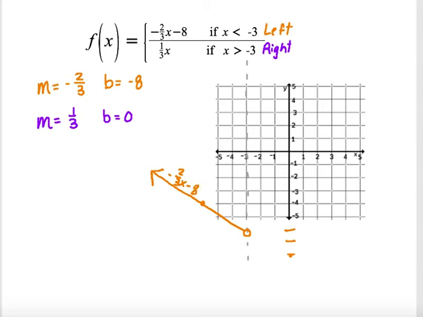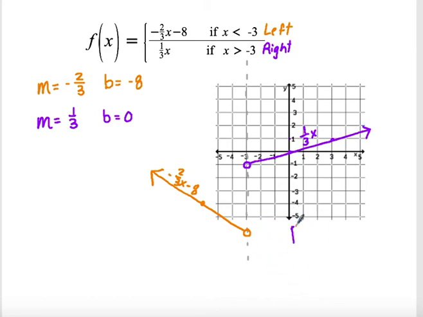And then to the right is 1/3 x. So this will have a y-intercept of 0, and it will have a slope of 1/3, or I can come down 1 and over 3. It's not going to include that boundary line either. So I'm going to put a circle on the boundary line. Now this one should be pointing to the right. So I have the orange graph to the left, which is negative 2/3 x minus 8. And the purple graph is 1/3 x, and it is pointing to the right. So this is our piecewise function. I have two pieces to this graph.